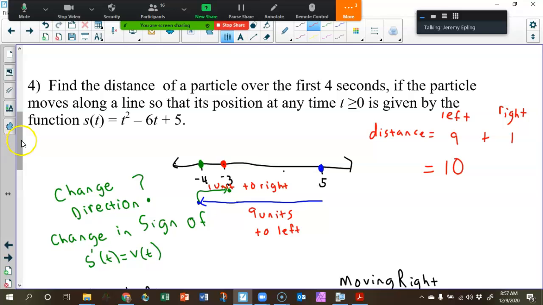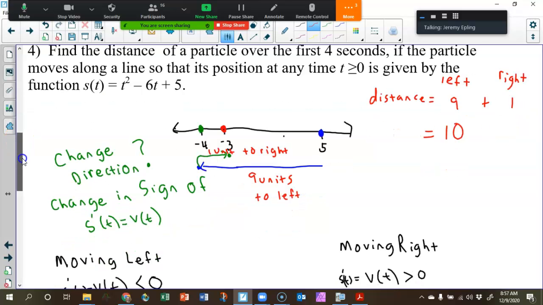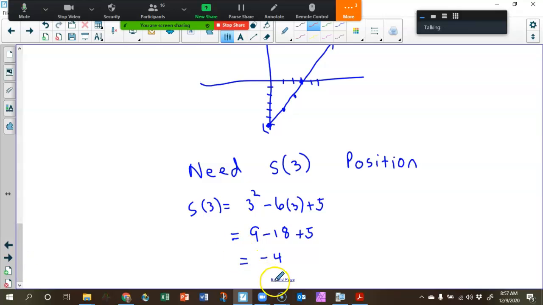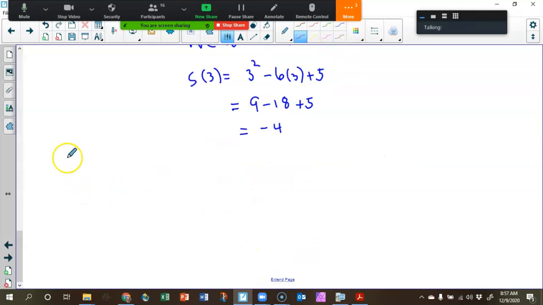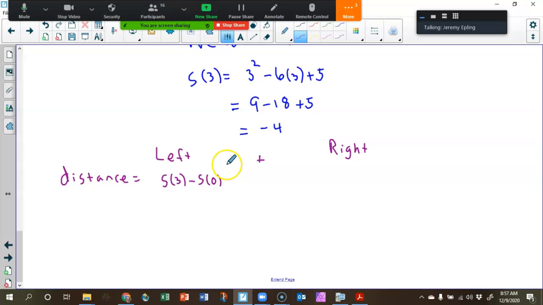Now, you don't have to draw this picture on a number line. I can do it algebraically. My distance is still, okay, how far did I move to the left? How far did I move to the right? How far I moved to the left would be, well, for the first 3 seconds, I moved to the left. Let me find that distance. I don't care about direction, so find displacement.